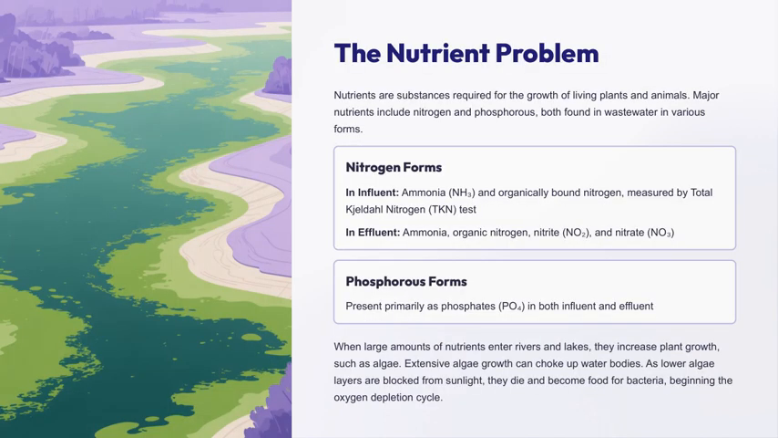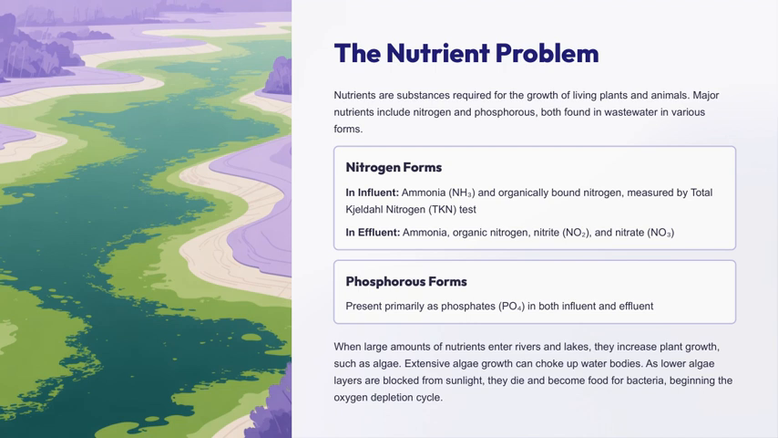Let's talk about the nutrient problem we face in water bodies. Nutrients are substances that living plants and animals need to grow. The major nutrients we're concerned with are nitrogen and phosphorus, which are often found in wastewater in different forms.